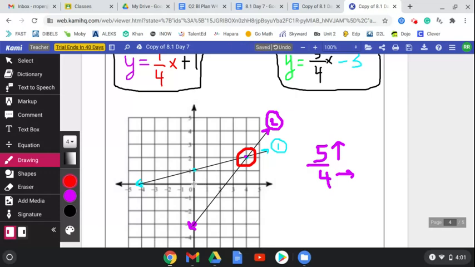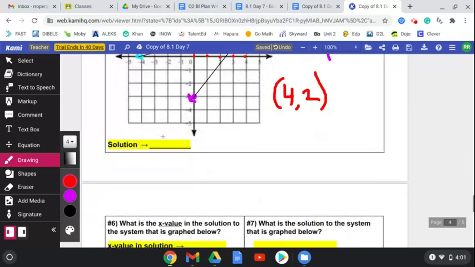To get the ordered pair, I start at the origin. I would go right, 1, 2, 3, 4. So that's my x value. After I go right 4, I go up 1, 2. So right 4 up 2, that means the solution is 4, 2.